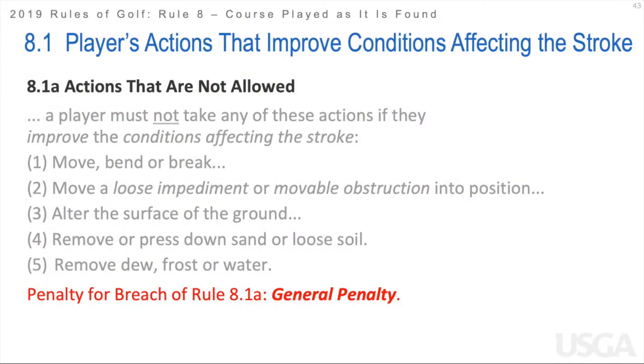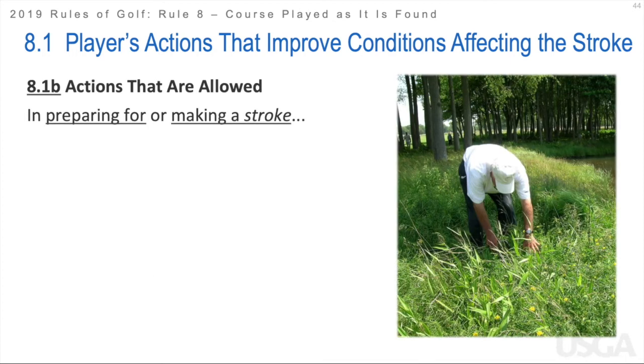And if you breach any of these, so if you do any of those actions and it results in the improvement of a condition affecting the stroke, you're going to get the general penalty unless the improvement resulted from an action that you are allowed to do under the rules of golf.